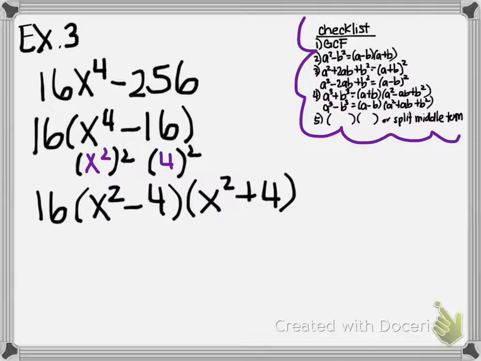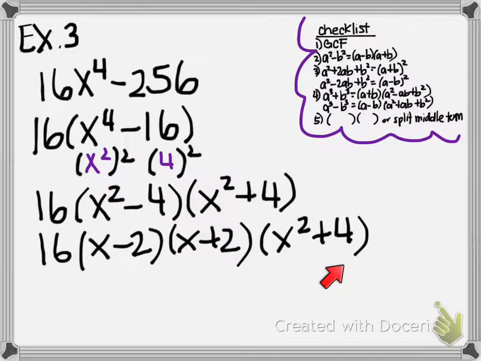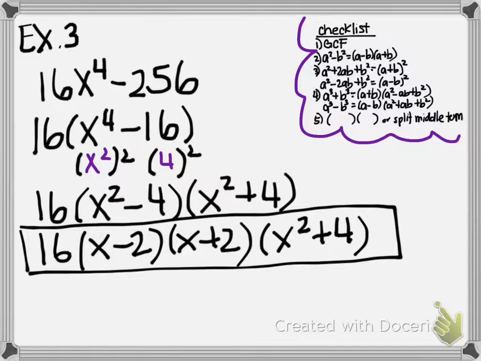And again, we want to double check to see if any of these binomials are factorable. In this case, this first one is. So we can write it as 16 times x minus 2, x plus 2. And as far as the last one goes, there is no rule to factor something that has a plus sign with two squared numbers. In fact, we talked about this in class, but in terms of a solution, it is imaginary. So this would be your final answer.